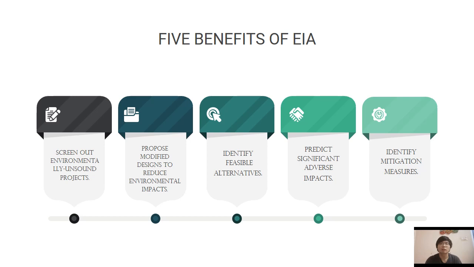The next one is that EIA can predict significant adverse impact. EIA will assess the severity of the project impact on the environment before the project starts. So, EIA will help us to avoid them when we plan the project design. The last benefit of the EIA is that it helps to identify mitigation measures. After the EIA, we will be able to know the possible impact of the project. This impact includes environment, social, or economic impact. Therefore, EIA can help the project team develop a solution to minimize the environmental impact of the project.